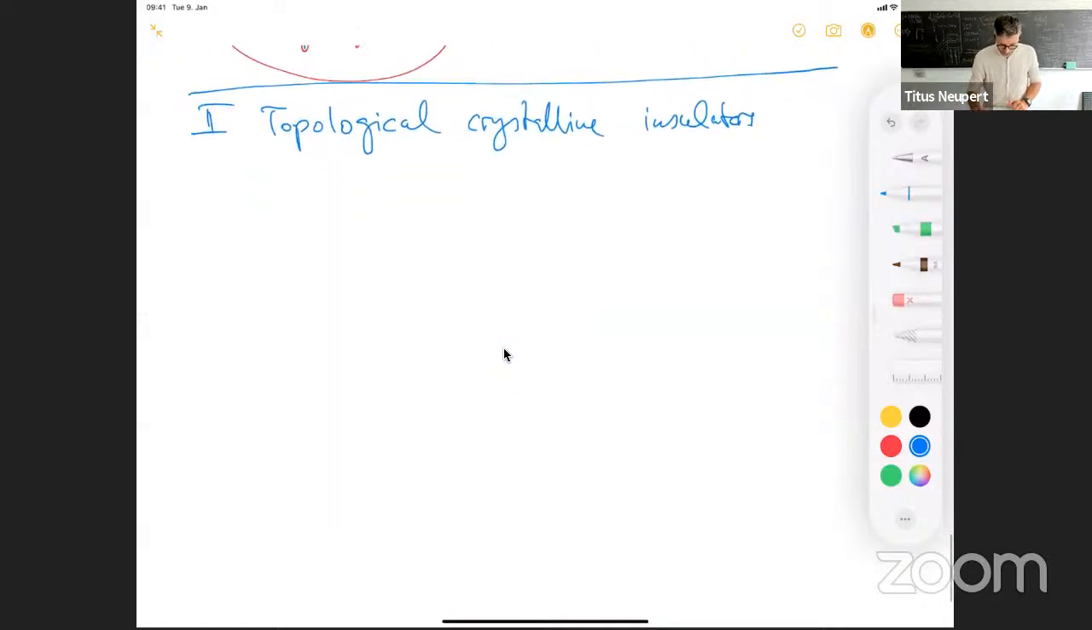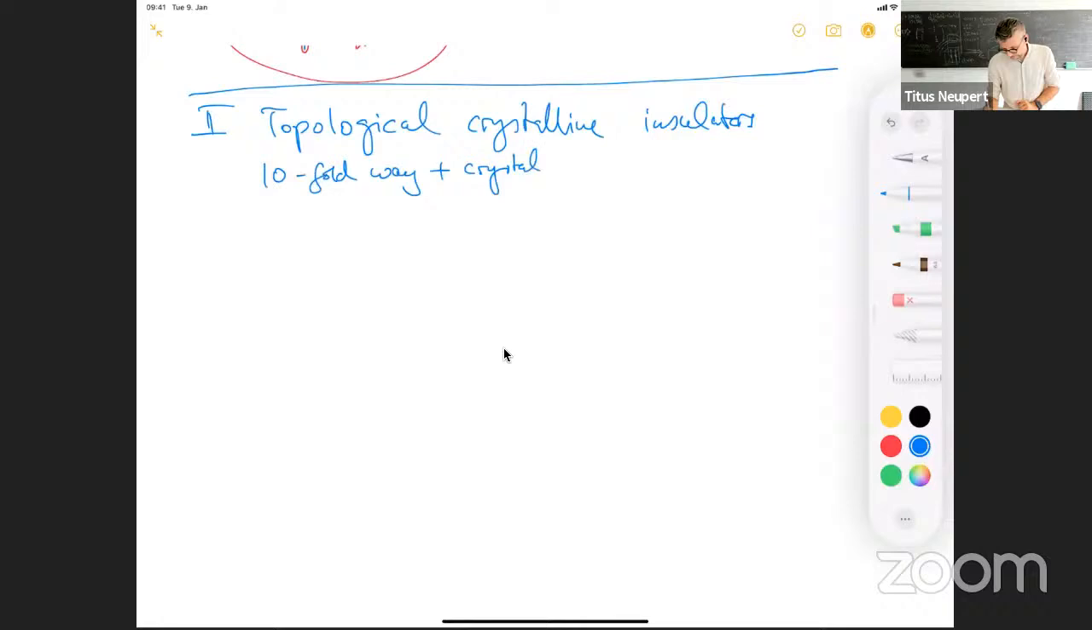Okay. Good. So what we want to do is basically a tenfold way plus crystal symmetries. And there was in Jen's talk the question about the chiral symmetry, and this is actually my first example of a topological crystalline insulator that would be in class A3, plus a mirror symmetry.